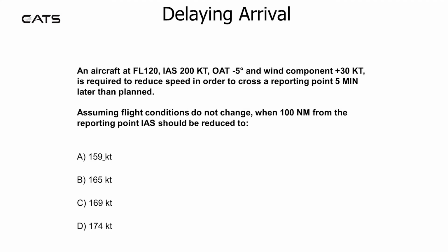For example, an aircraft at flight level 120, indicated airspeed 200 knots, outside air temperature -5, and a wind component of +30, is required to reduce speed in order to cross the reporting point 5 minutes later than planned. Assuming flight conditions do not change, when 100 nautical miles from the reporting point, indicated airspeed should be reduced to.